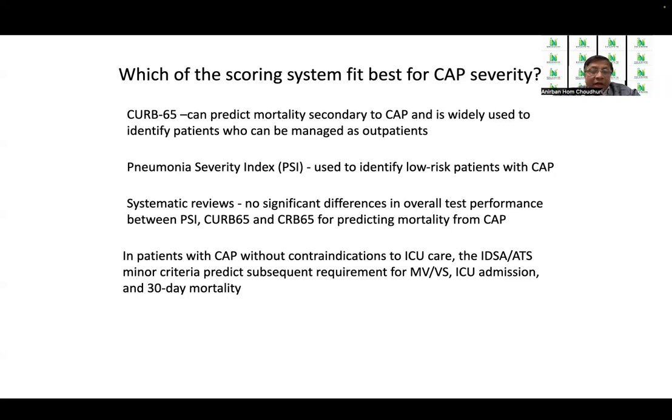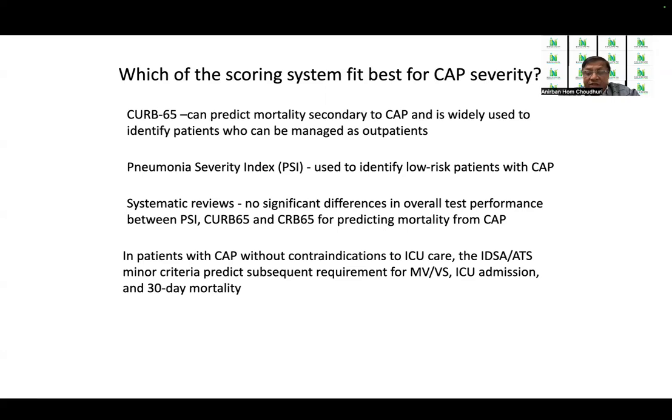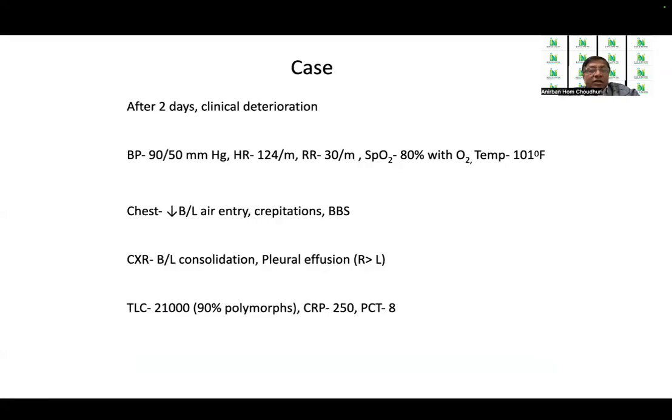In patients with CAP without contraindications to ICU care, the IDSA adds minor criteria that predict subsequent requirement for mechanical ventilation, ICU admission, and/or 30-day mortality. There are 9 minor criteria which I had shown in the previous slides. So that illustrates the IDSA criteria. So the ideal CAP severity score would identify the risk of deterioration in patients and indicate a proportionate response which can maximize efficiency. So let us go back to the case.